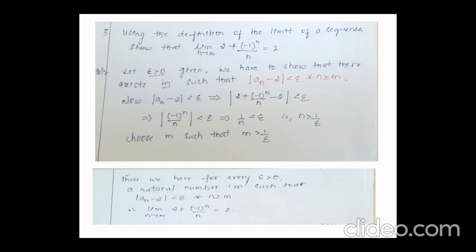Okay. Thus we have, for every epsilon greater than 0, a natural number m such that modulus of a_n minus 2 is less than epsilon for all n greater than or equal to m. This condition holds for all n greater than or equal to m. Therefore, the limit as n tends to infinity of 2 plus (minus 1) to the power of n divided by n is equal to 2. So the limit of this is 2.